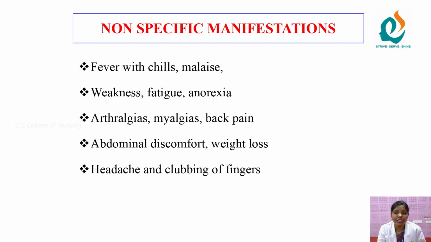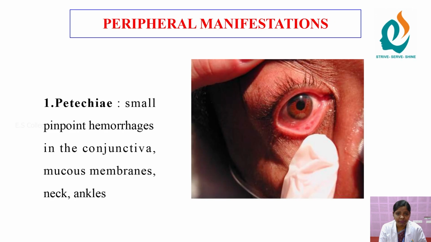Another is the non-specific manifestations of endocarditis: fever with chills, malaise, weakness, fatigue, anorexia, arthralgia, myalgia, back pain, abdominal discomfort, weight loss, headache and clubbing of fingers. Next, peripheral manifestations. Petechiae are small pinpoint hemorrhages in the conjunctiva, mucous membranes, neck and ankles, with pinpoint hemorrhages present in the conjunctival layer.